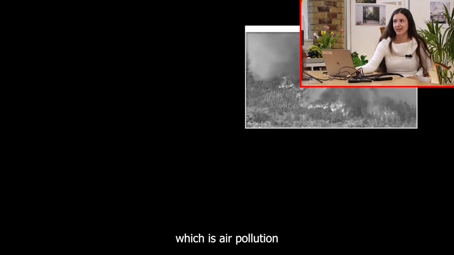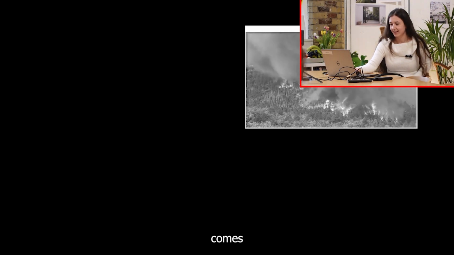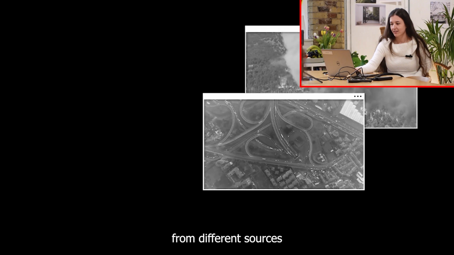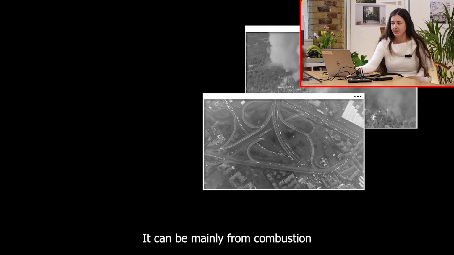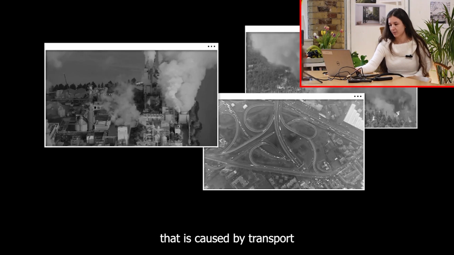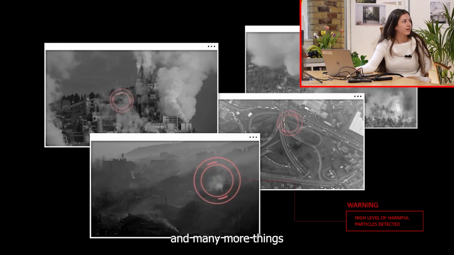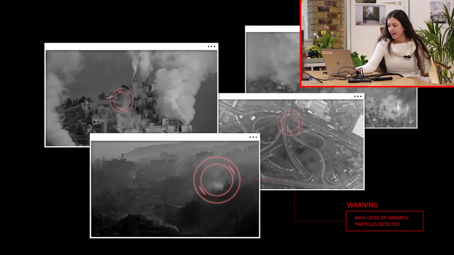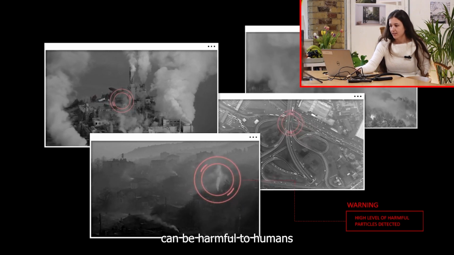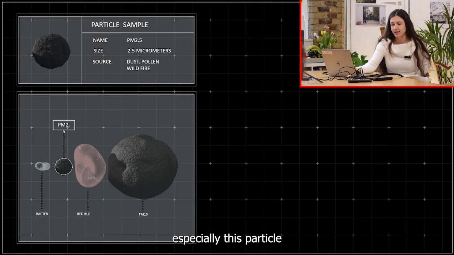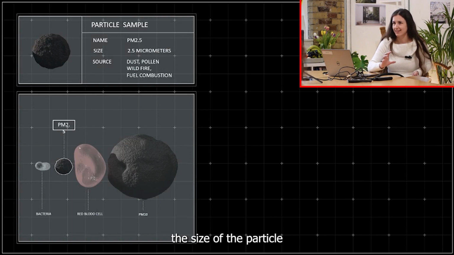Firstly, let me introduce the problem, which is air pollution. Air pollution comes from different sources. It can be mainly from combustion, which is caused by transport, production, wildfires, and many more things. And it can be harmful to humans, especially this particle, which is called PM 2.5. The PM is just the size of the particle.